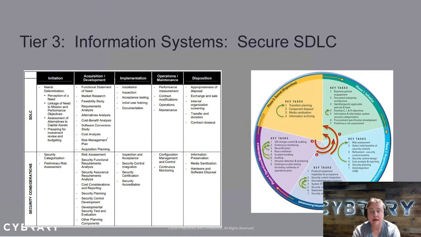At the end of the software system development lifecycle is disposal. And I have to make sure that I dispose of systems, software, in a secure manner. Have I sanitized the media? Or have I just taken a drive that contains top secret information and put it in the trash? Probably not a good idea, right?